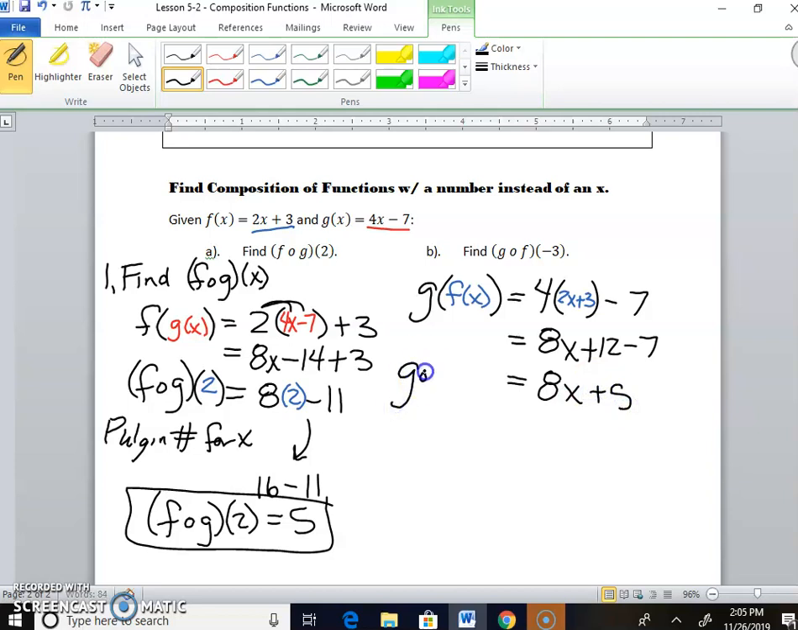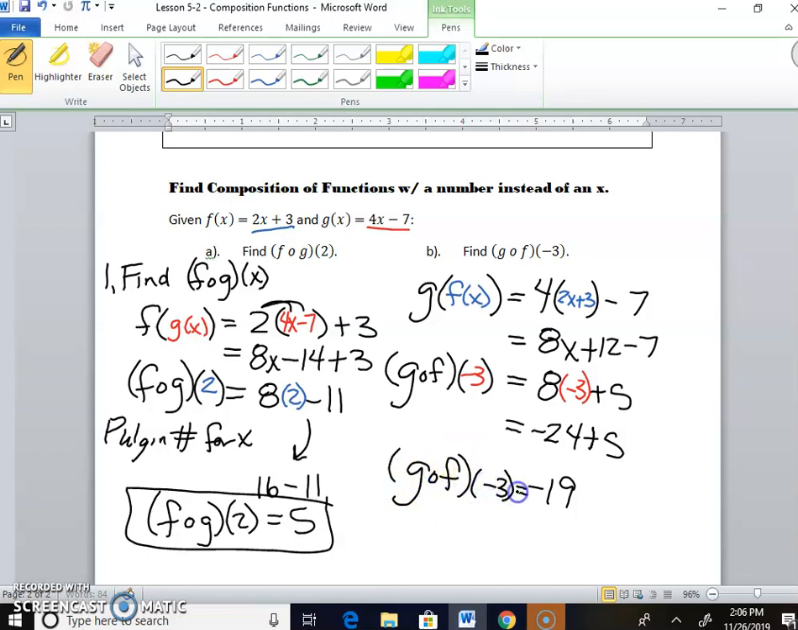Okay, so I found that g open circle f of x was 8x plus 5, but they've asked us to find negative 3. So instead of having an x in there, I'm going to plug in a negative 3. And when I do that, that gives me negative 24 plus 5, and negative 24 plus 5 gives me negative 19. So g open circle f of negative 3 is negative 19. Okay? And that's essentially what you guys need to know about your composition functions.